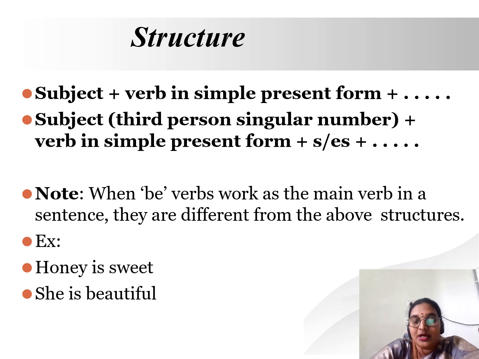For example, I go to school. This is a regular simple present tense form, and if you would like to mention the third person, you can say she or he goes to school, because we add s or es to the third person singular in the simple present tense. If you are using be verbs as the main verb in the sentence, the sentence structure will change. For example, honey is sweet and she is beautiful. These are stative verbs, where we use the be forms as the main verbs. This is the structure of simple present tense.